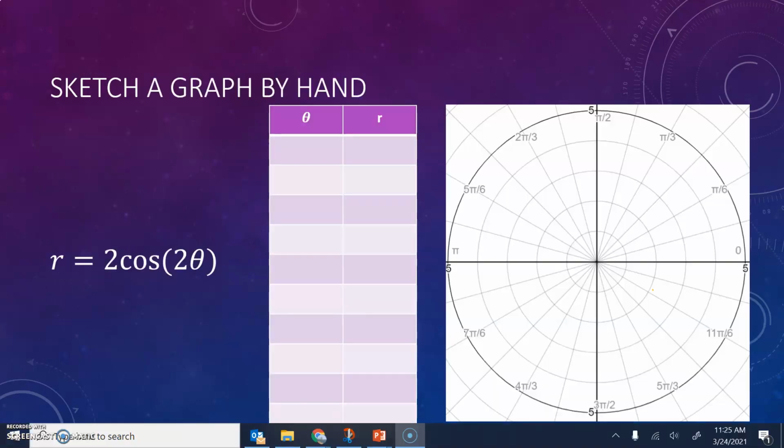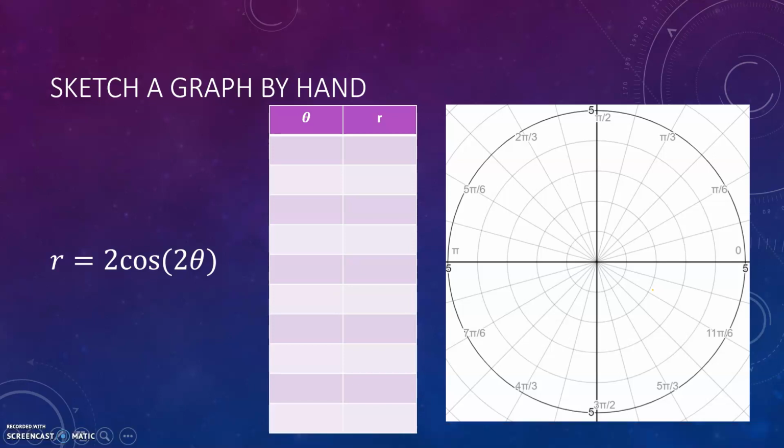If I want to sketch a graph by hand, what I do is I work my way around the unit circle and figure out what r would be at each of those points. So I'm just going to plot a bunch of points. If I start with theta equals 0, I have 2 times cosine of 0, so that would be 2. So pointing in the 0 direction, I go 2. Here's where my curve begins when theta is equal to 0. Then if I go to pi over 6, I get cosine of pi over 3, which is a half. So I have 2 times a half, which would be 1. So then I'd be here.